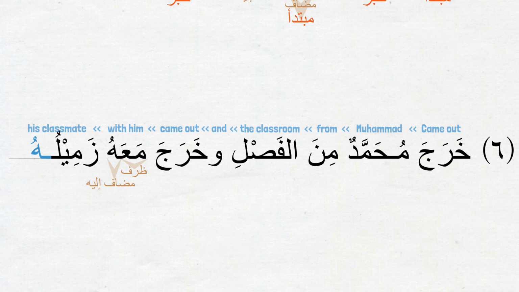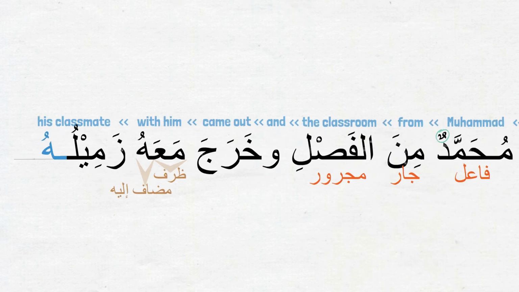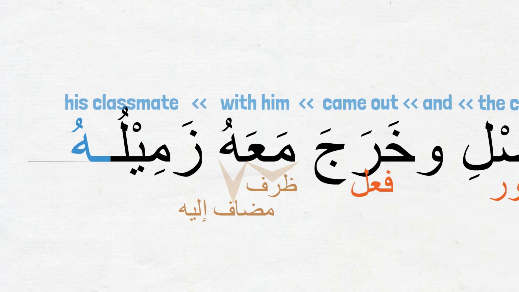Because these are the fi'liya sentences, we should look for the fi'l and fa'il here. In the first sentence, kharaja is the fi'l, and its fa'il is Muhammadun. That is why it is marfu'. Min al-fasli is the jar wa majroor. After wa, kharaja is the fi'l of the second jumla fi'liya. What do you think is the fa'il of the second kharaja? Remember, the fa'il is the doer.